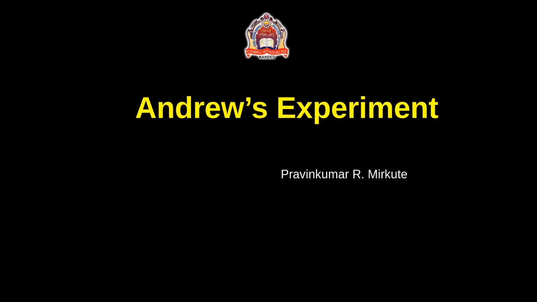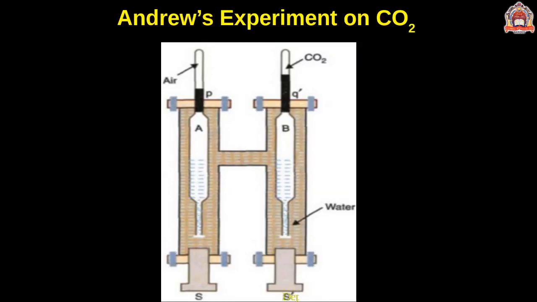The isothermal curves obtained by Andrews were between 10 degrees centigrade and 50 degrees centigrade. So today we discuss the Andrews experiment on the isothermals of CO2. This is the simple structure of the experimental procedure.